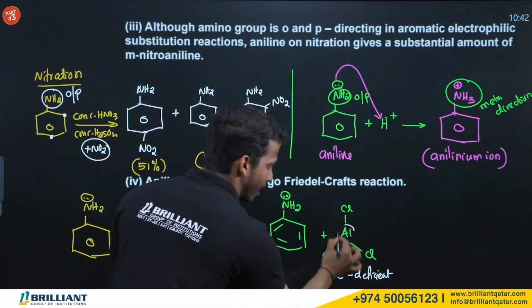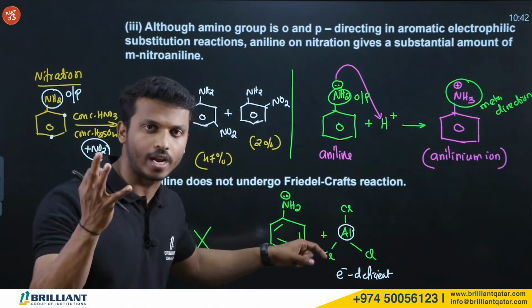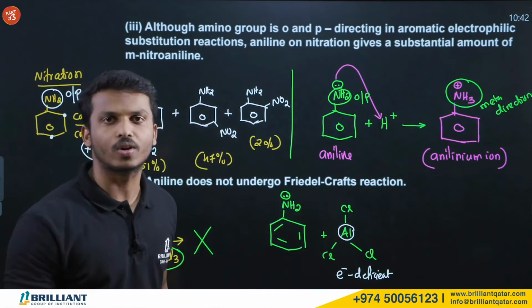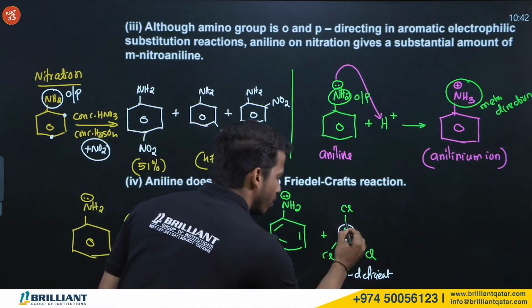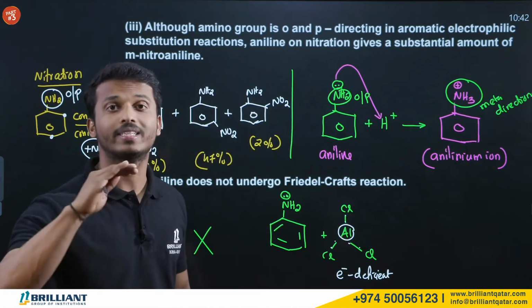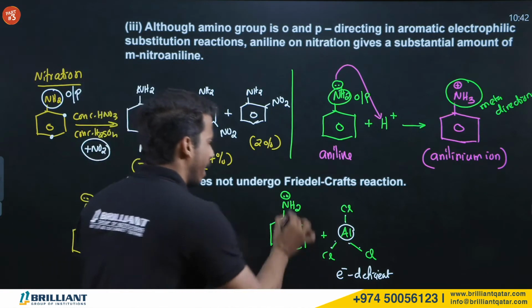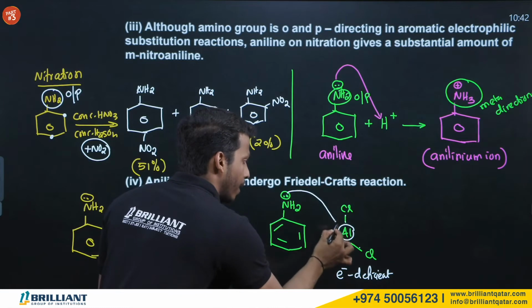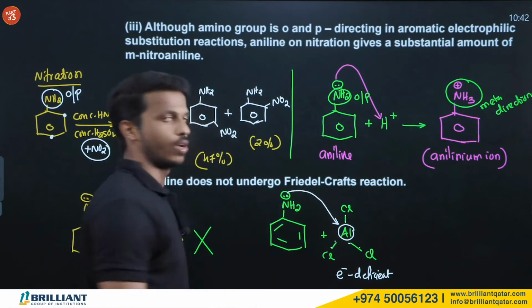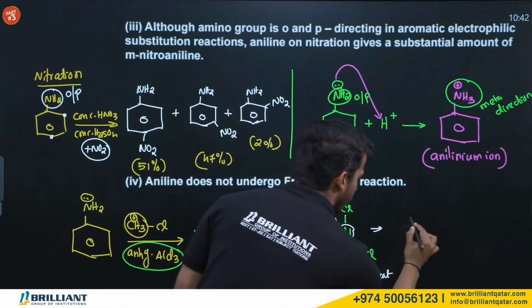Dear students, see the central atom aluminium. Here the aluminium is surrounded by 3 bonds, right? 3 bonds is equal to how many electrons? 6 electrons, right? 1, 2, 3, 4, 5, 6. Has it completed its octet? No. It has completed only a sextet, 6 electrons. So they are electron deficient. So nitrogen donates the lone pair and gives the electrons to aluminium, so it becomes stable. So what compound is going to form?